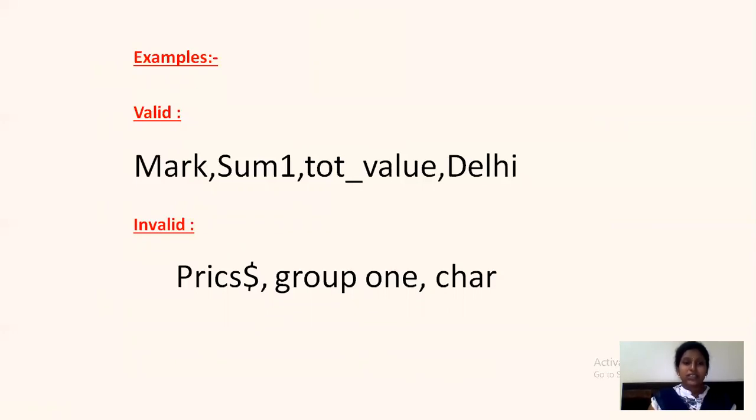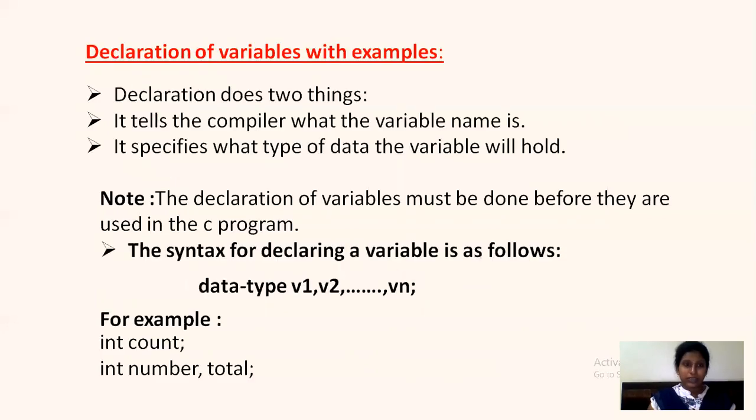Then what comes under invalid variable names? You should not use a dollar symbol in your variable name, so it is invalid. Then "group space one": you are using two words and separating them with a space, so it is also not valid as a variable name. Then char: you have taken your variable name as char, so it is also not a valid variable name because char is a keyword.